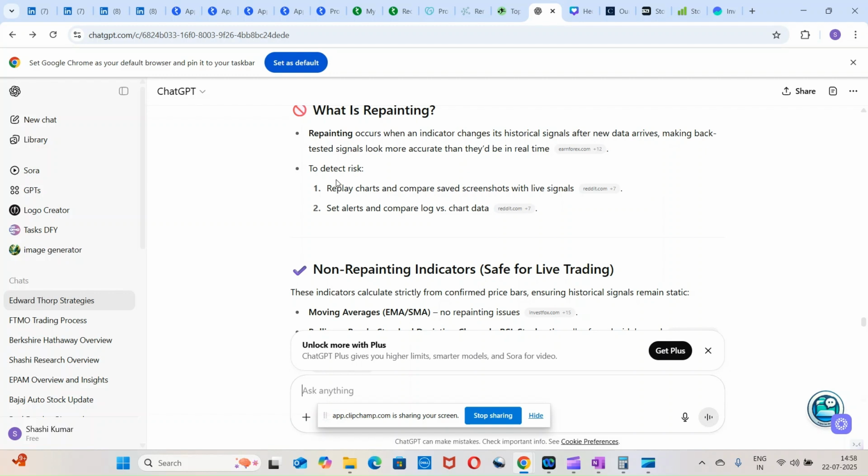To detect this risk, we need to replay charts, and that replay chart facility is there in TradingView. You can also compare saved screenshots: save the screenshot and then compare it with live signals. That will help you detect this repainting risk. You need to set alerts and compare the log versus chart data to understand whether repainting has happened or not.